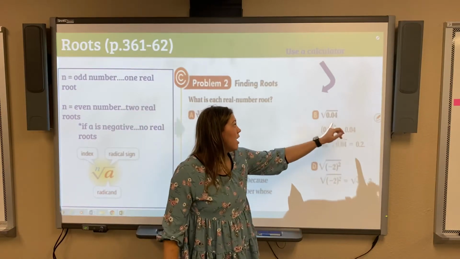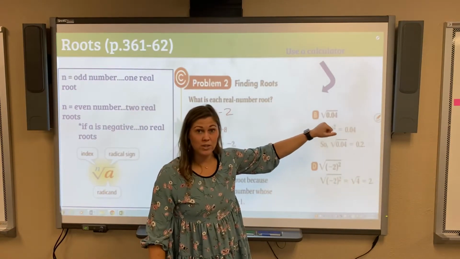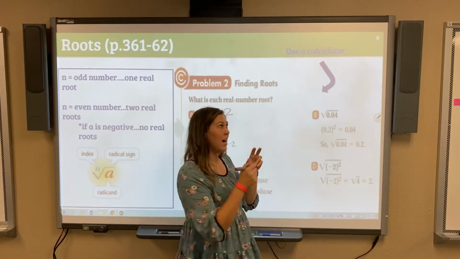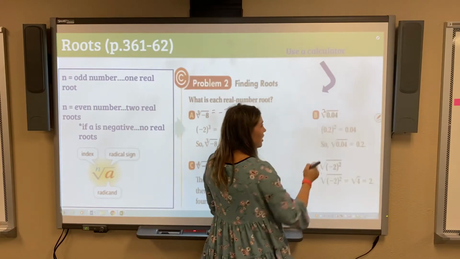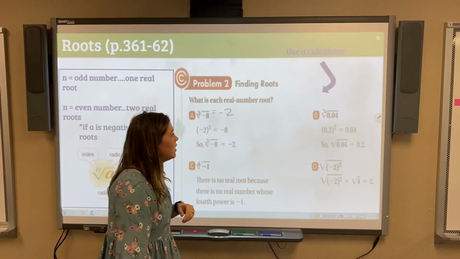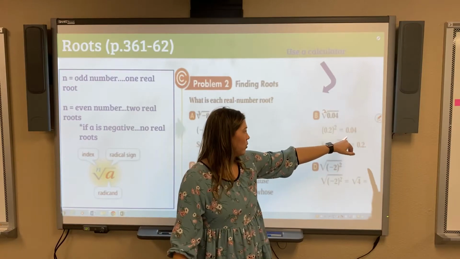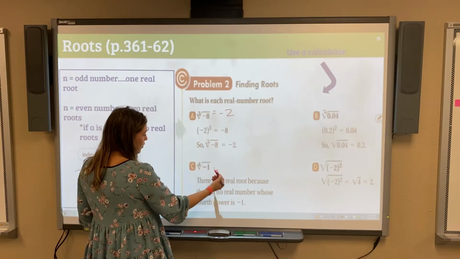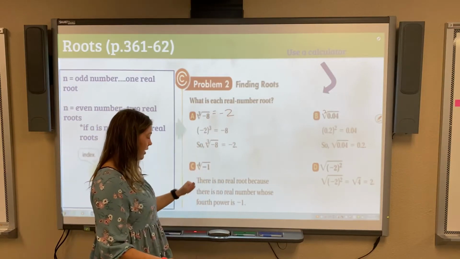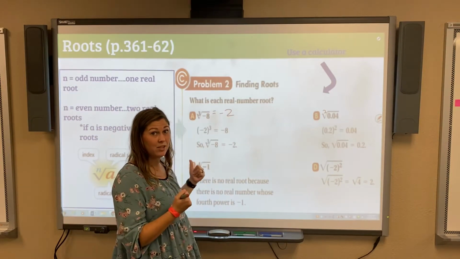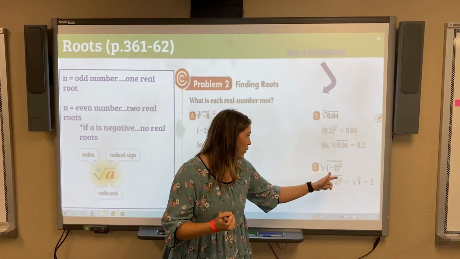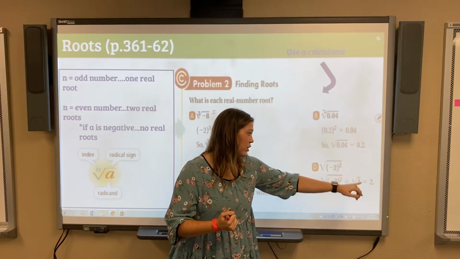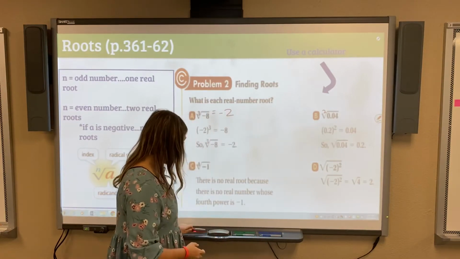Same with this one. If we take the square root, if you notice there's no number here, so that's just like, it's a 2. Since we're looking for the square root, that's 2. So the number that multiplies by itself to get 0.04 would be 0.2. Okay, the fourth root of negative 1, there is no fourth root because since 4 is even, you can't do that root of a negative. And that one, the square root of 4 is 2, negative 2 also squares to 4. Okay, so there you go.